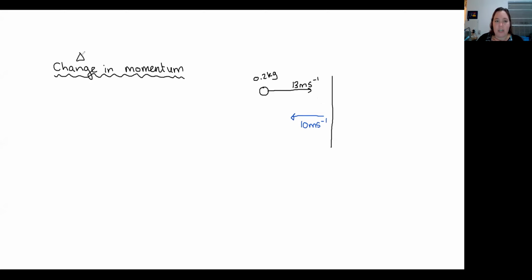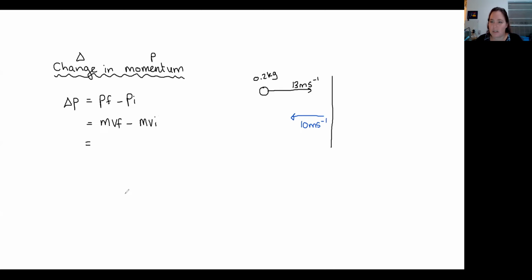The symbol for change is delta. Your momentum already, you hopefully know, has the symbol lowercase p. So my change in momentum is going to be the final momentum minus the initial momentum, which means that we can say that my final momentum is going to be my mass multiplied by my final velocity, and my initial momentum will be my mass multiplied by my initial velocity.